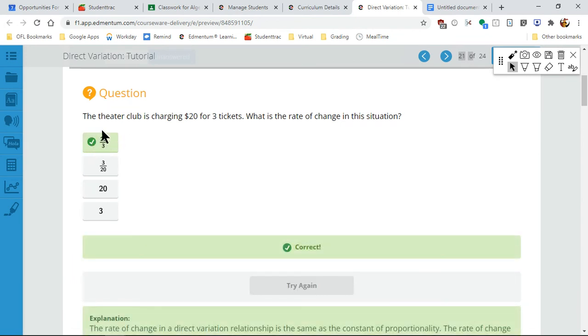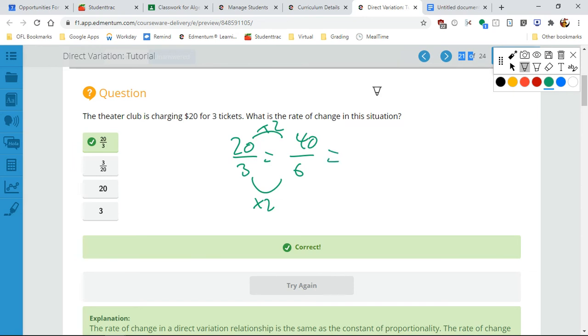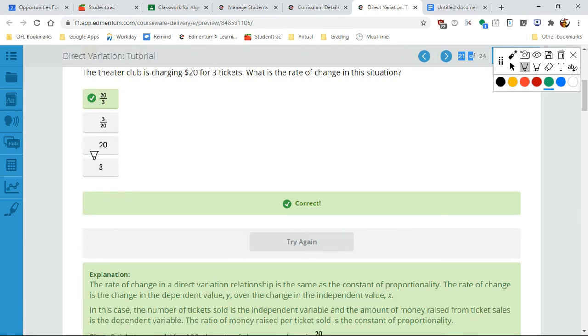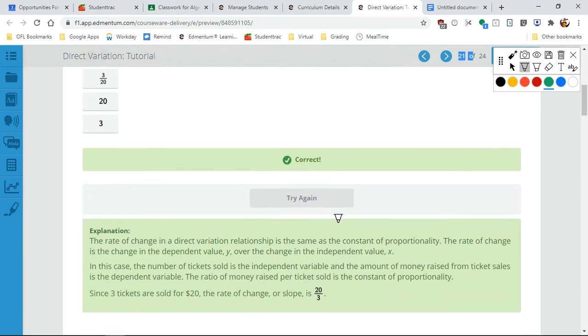Our prices change based on how many people are going. So if 20 over 3 is equal to 6 people going, guess what? That means we have to do 40 over 6 because 40 over 6 is the same thing as 20 over 3. I just doubled the amount of people that are going, so I have to double how much it's going to cost me. That's what it means by having direct variation. If you double one thing, the other thing should also double.